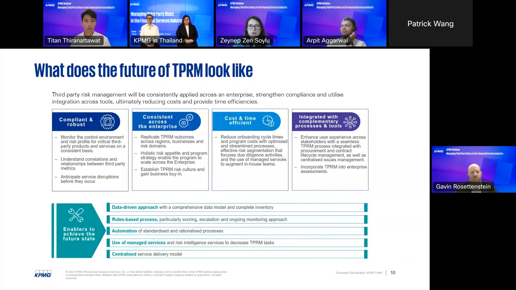So what does the future of TPRM look like? This is kind of where do we see TPRM going, and what does good look like, and what do we think it can be expected to be? So there are 4 key things we see across the top. One is compliant and robust. And the key thing here is the ability to monitor, as we say in the first bullet point, the control environment and the risk profile for your critical third-party products and services on a consistent basis.